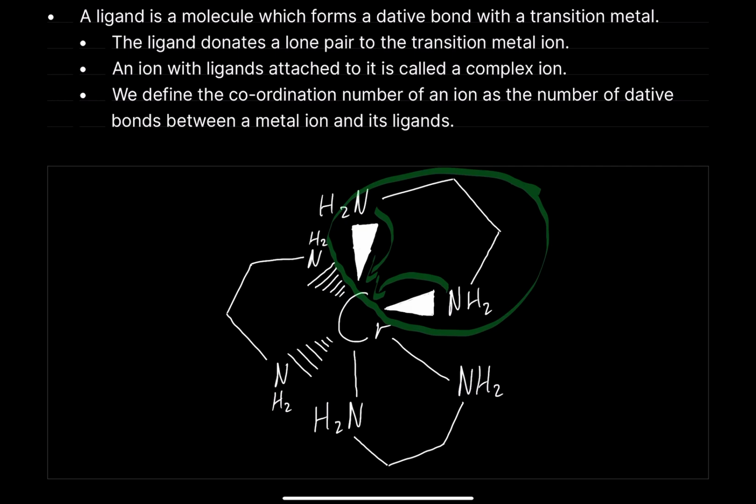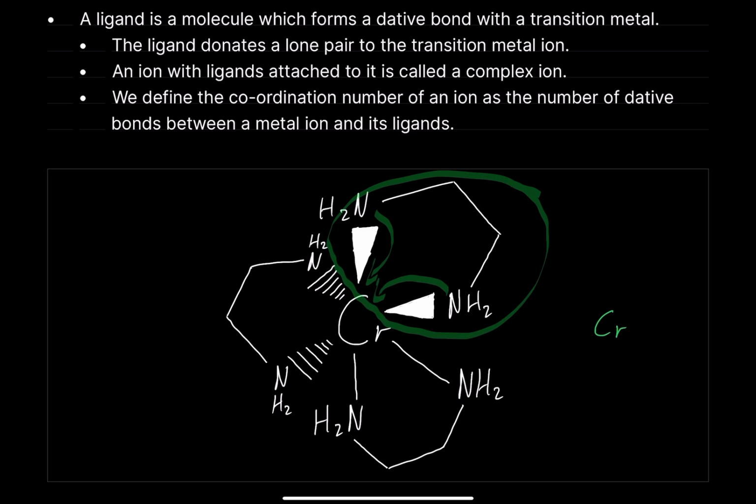So in this case we have a chromium ion, chromium 2 plus, and the chromium ion in itself is just as it is. But when it reacts with ligands by making these dative covalent bonds, it becomes a complex ion. We define the coordination number as the number of dative bonds between the metal ion and its ligands.